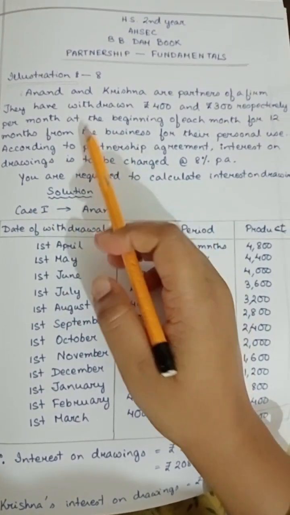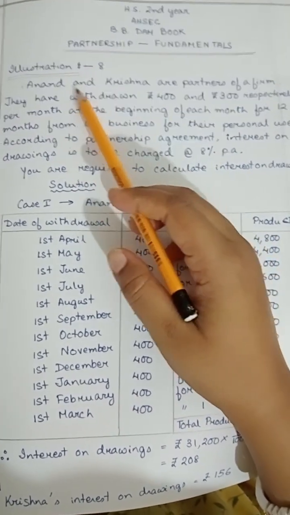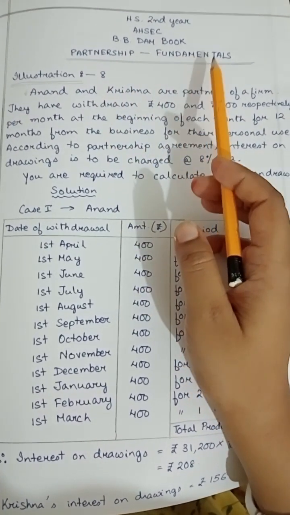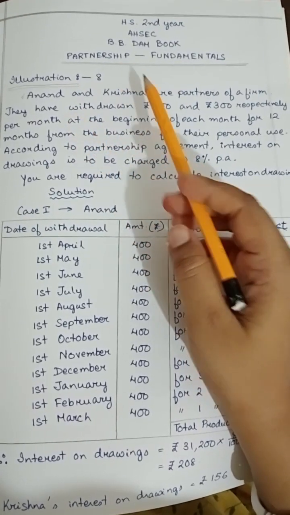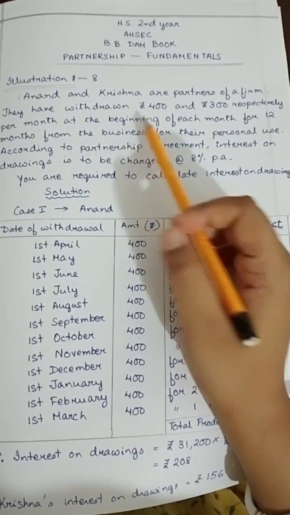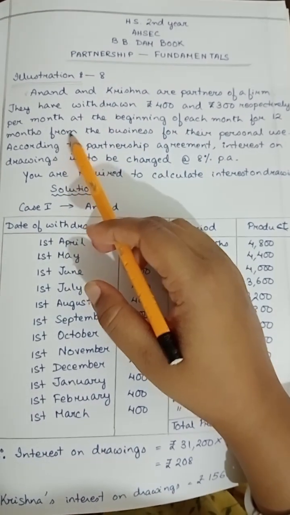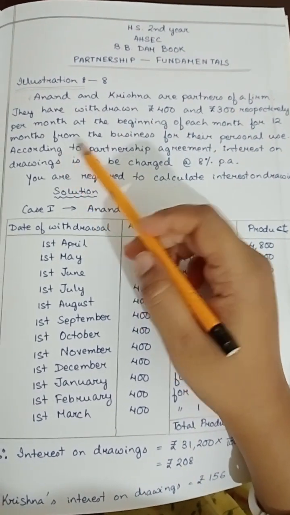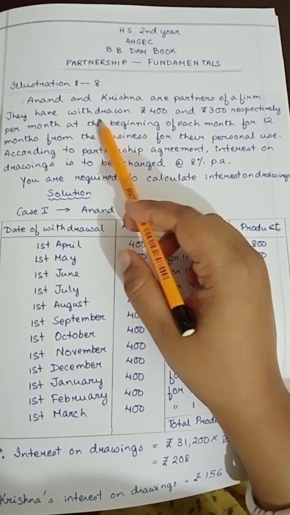Good evening. So today I'm going to discuss illustration number 8 from the B.B. Dam book, Partnership Fundamentals. Here you see Anand and Krishna are partners of a firm. They have withdrawn rupees 400 and rupees 300 respectively per month at the beginning of each month for 12 months from the business for their personal use.